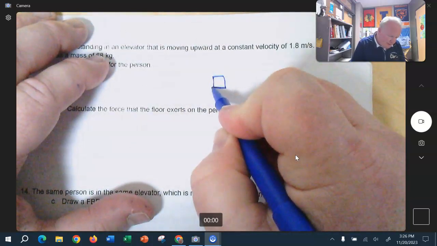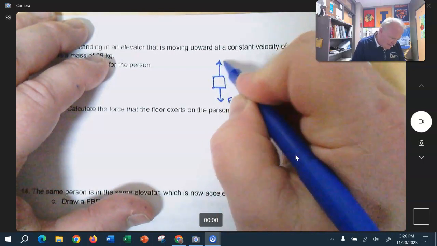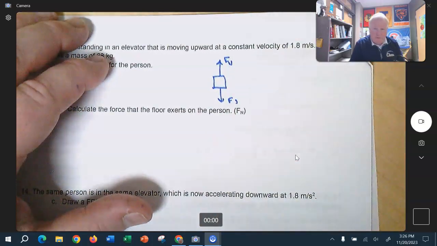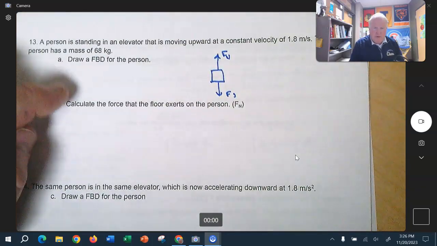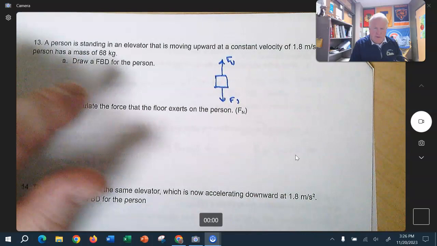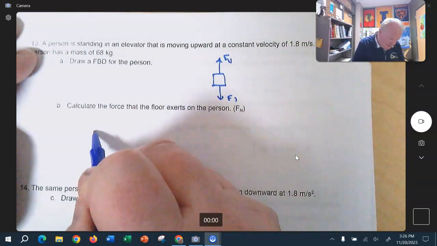So the first one, it just talks about that we're moving up this elevator at a constant speed. If we're moving at a constant speed, that must mean that there's no net force, and so the normal force has to equal the force of gravity. That's the hardest part, right? If we're moving at a constant speed, then this arrow has to be the same size as this arrow. And so now this just becomes very simple.